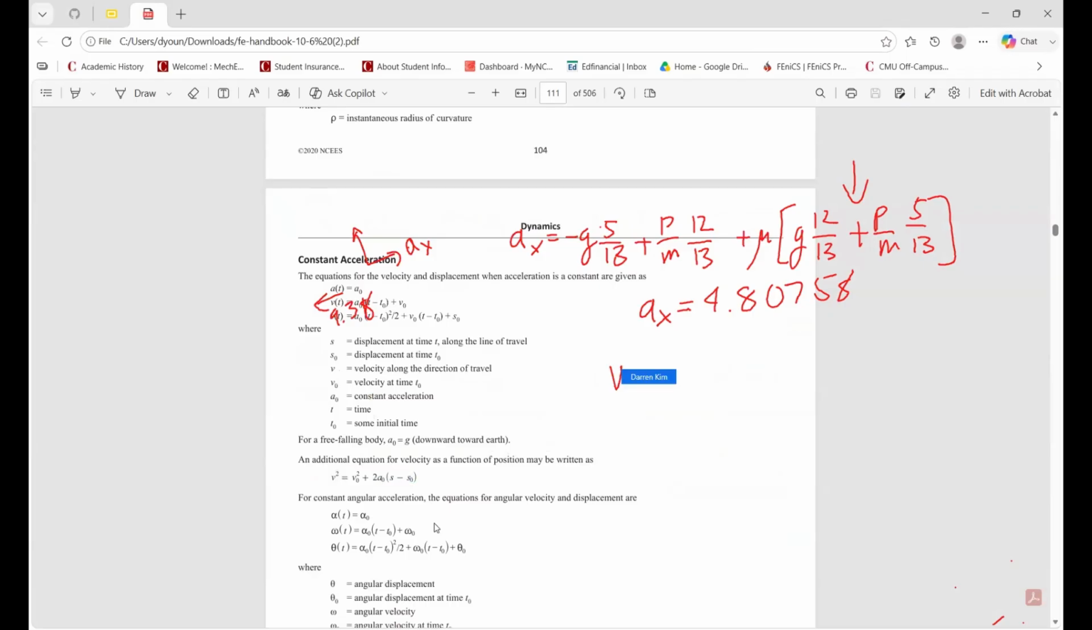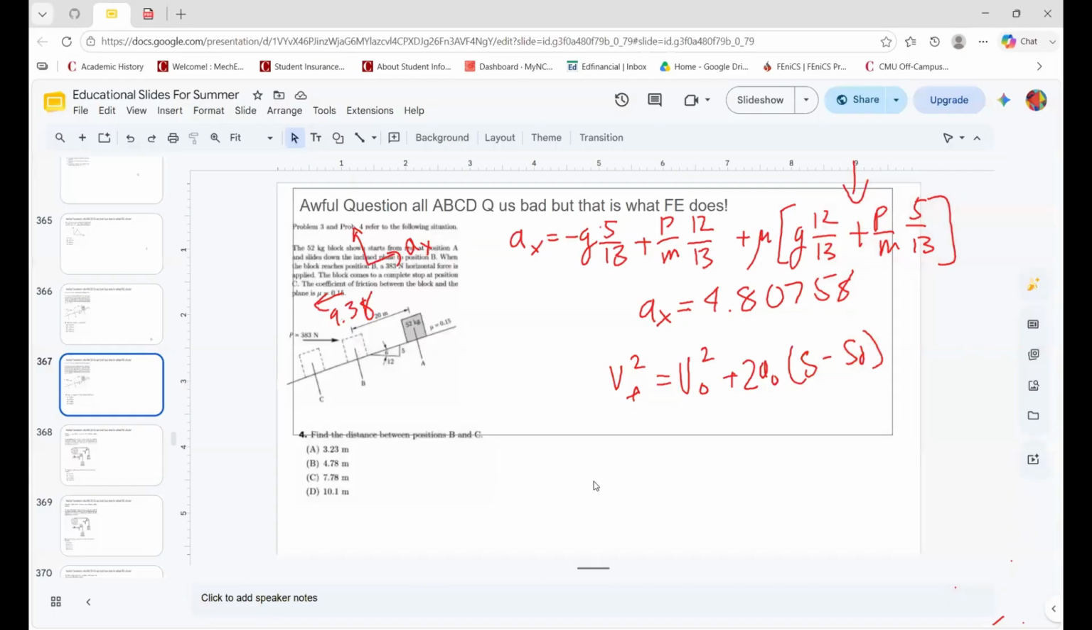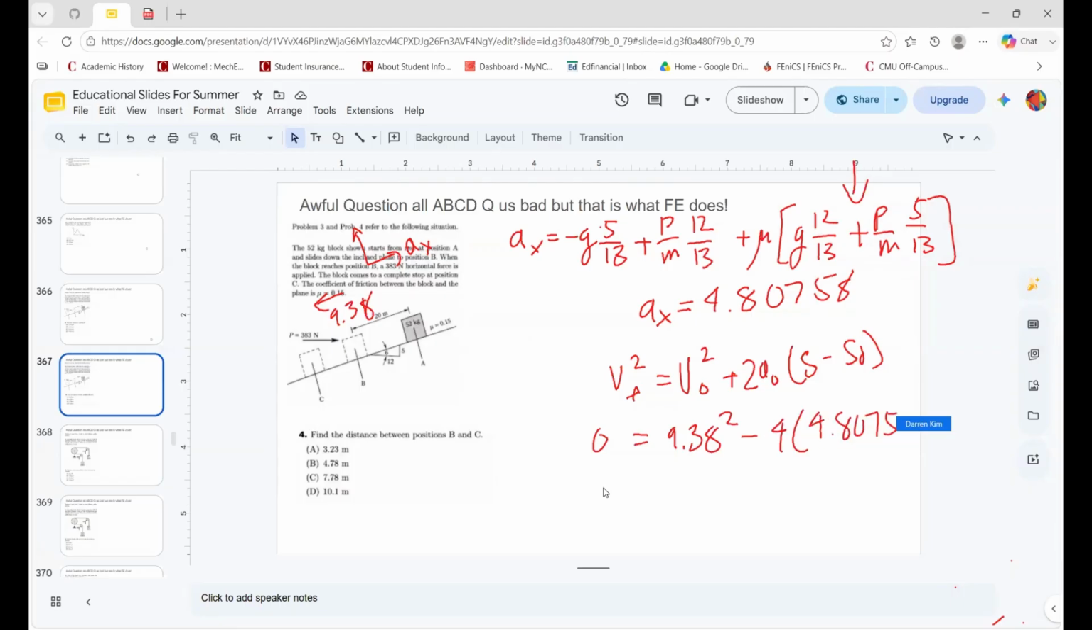Now, we could go down to this equation technically, but it's actually this equation. So we could do V final squared equals V initial squared plus 2a(s minus s0). With that said, let's go with the initials. The initial was 9.38 squared. The final was 0, and it's minus 2 times 4.80758. This is 0, so it's s. So s equals negative 9.38 squared divided by 4.80758.